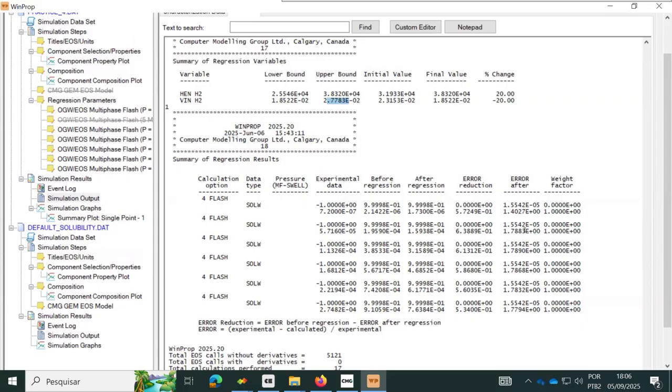After doing this regression, the final value for this parameter achieves the upper bound, and the final value for the second parameter achieved the lower boundary.